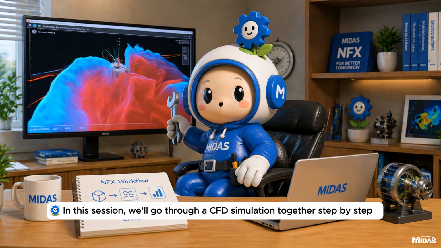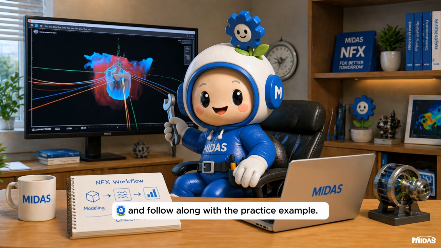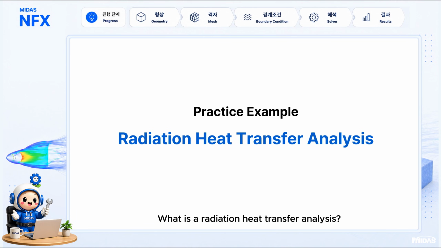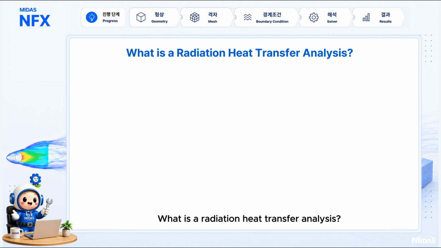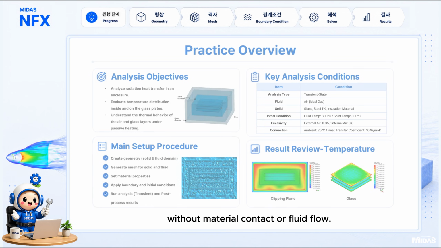In this session, we'll go through a CFD simulation together step by step and follow along with the practice example. The topic of today's practice example is radiation heat transfer analysis. What is a radiation heat transfer analysis? Radiation heat transfer analysis simulates the transfer of thermal energy through electromagnetic waves without material contact or fluid flow.